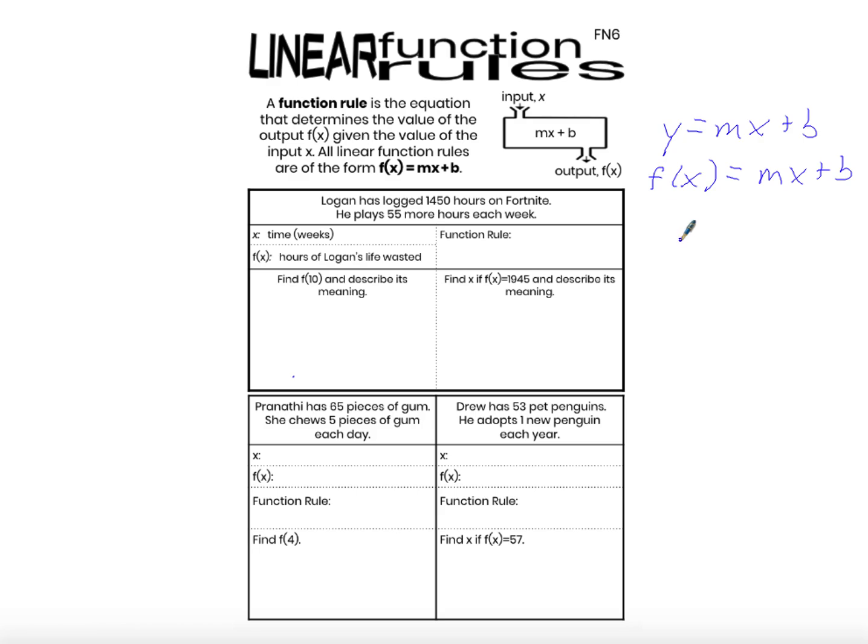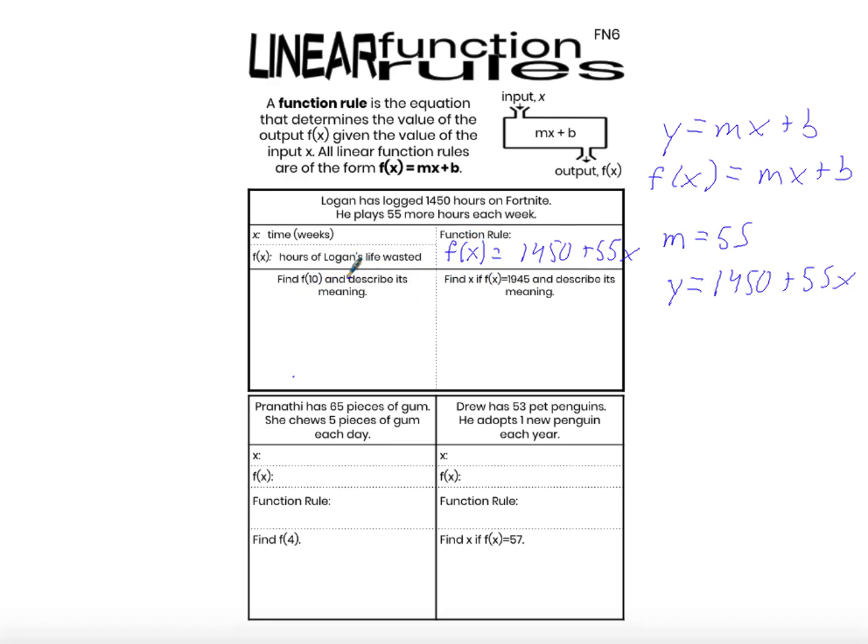I know this is a linear function because I have a constant rate of change, 55, which is the number of hours he plays each week, and so my function rule will just be f of x equals 1,450 plus 55x. Or I could write f of x equals 55x plus 1,450. I'm just using everything I learned in my linear unit, just instead of writing y equals 1,450 plus 55x, now I'm writing f of x equals, just using f of x for my output.